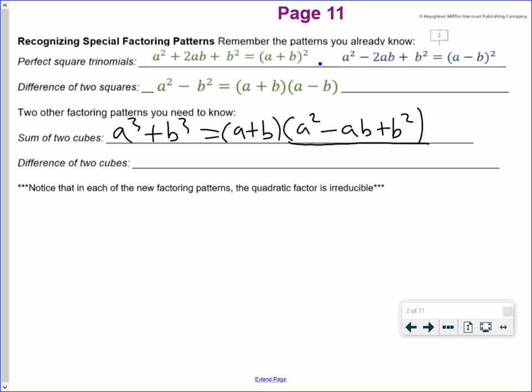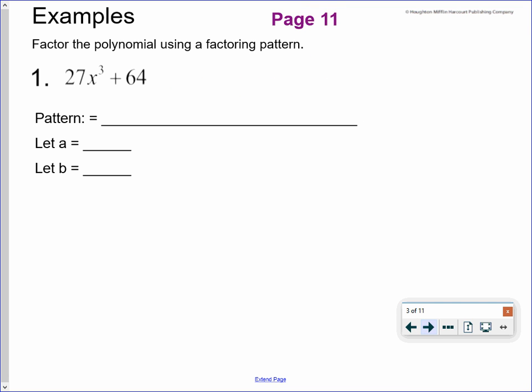Okay, so the difference of 2 cubes, just like the name says, we're subtracting 2 cubes. So we have a cubed minus b cubed. In this case, it'll be a minus b, the signs match, multiplied by a squared plus ab plus b squared. And once again, that second parentheses is irreducible. You should not be able to factor it. And it's plus ab, it is not plus 2ab. Okay, plus ab. So let's go on and do a few problems.